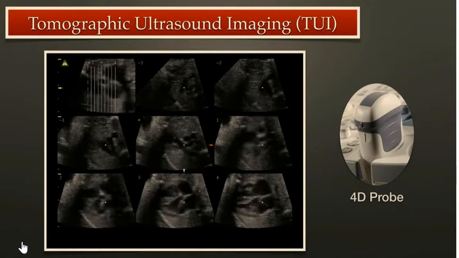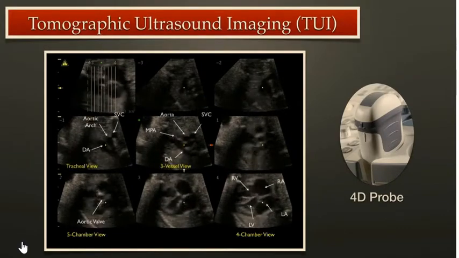Another option to simultaneously review all of the images suggested by the ISUOG protocol is tomographic ultrasound imaging, or TUI. This is acquired using a 4D probe. Notice how each of the 4 views are easily identified. The clip illustrates the 4-chamber view, the 5-chamber view, the 3-vessel view, and the tracheal view.